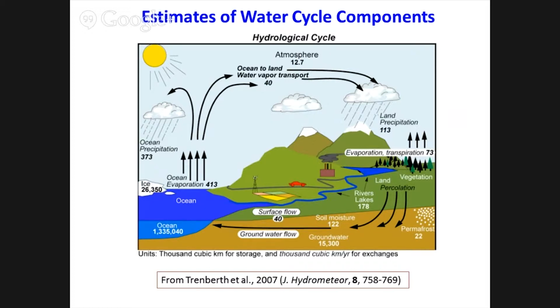So that combined gives precipitation over land, about 113 units. So at any time, the atmosphere over a year on average holds about 12.7 units, or as we saw earlier, about 12,000 cubic kilometers is held in the atmosphere.